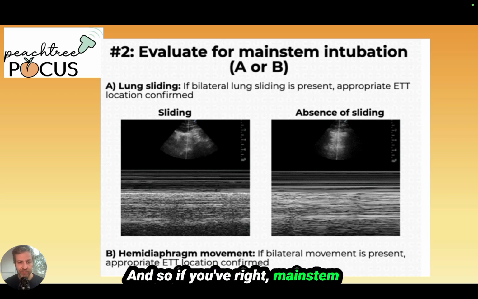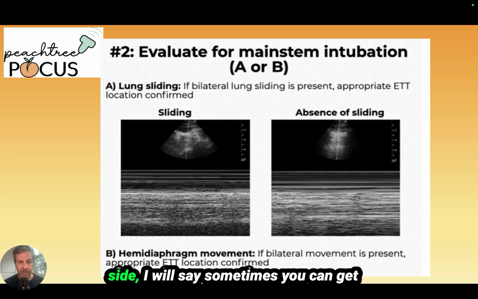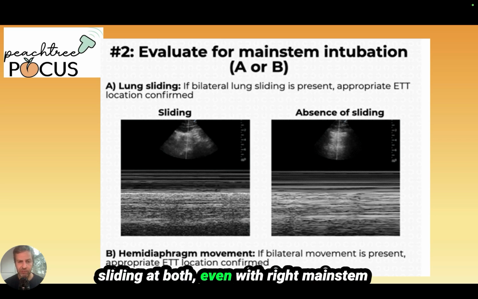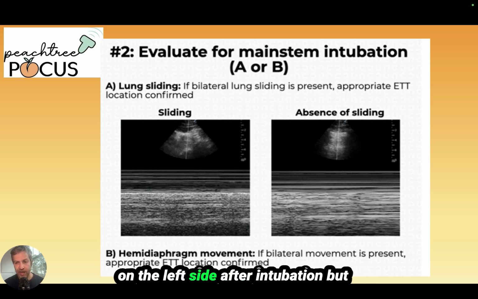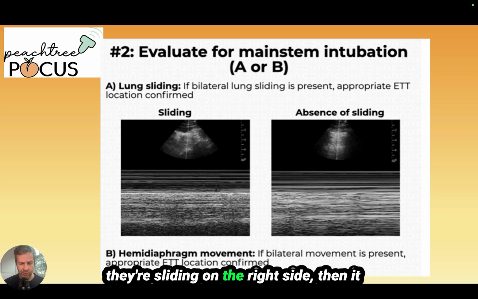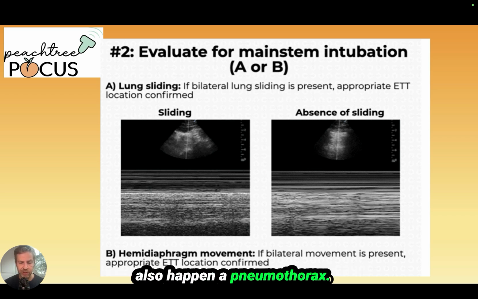If you've right mainstem intubated, there'll be no lung sliding on the left side, but sliding on the right side. Now, I will say sometimes you can get sliding in both, even with right mainstem intubation. But if there's no lung sliding on the left side after intubation, but there's sliding on the right side, then it is likely that you've right mainstem intubated, assuming this person doesn't also have a pneumothorax.